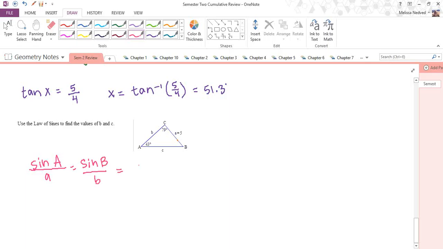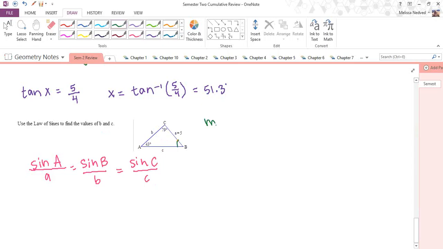We're always taking sine of an angle, and our uppercase letters always represent angles, and we're always dividing it by the opposite side. Those lowercase letters represent side lengths. So I'm asked to actually find both sides B and C here. So the first thing I'm going to do is I want to find this angle.